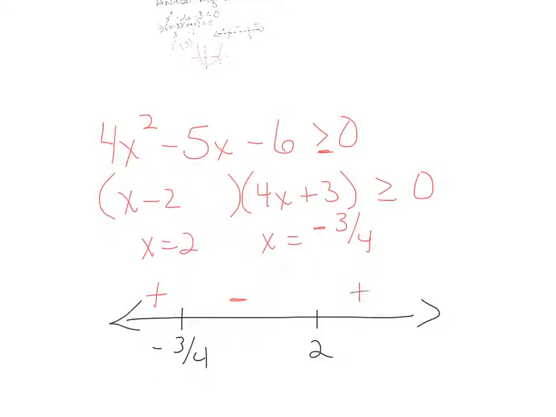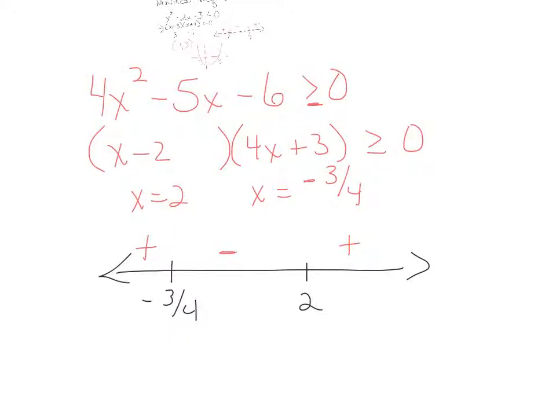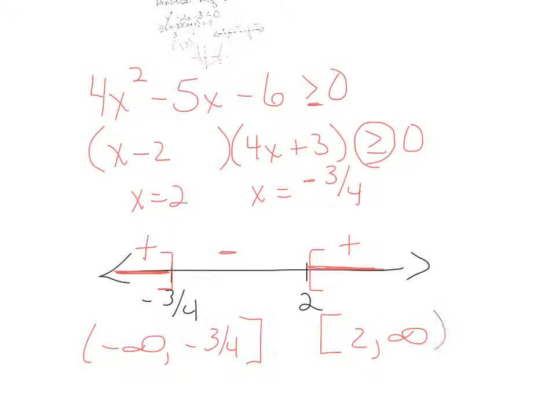Positive. Okay, it may not always come out negative, positive, negative, positive. Sometimes you could get a negative, negative, positive. So we need to check our intervals. Now, we're looking for where this is greater than or equal to. So we're going to include the endpoints. If we list our intervals, we're going from -infinity to -3/4, inclusive, and from 2 to infinity.